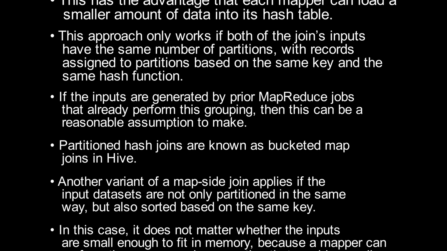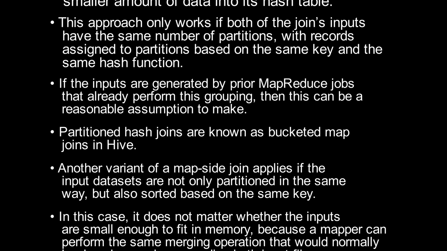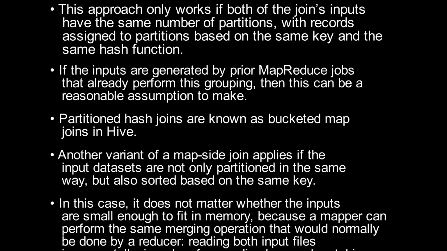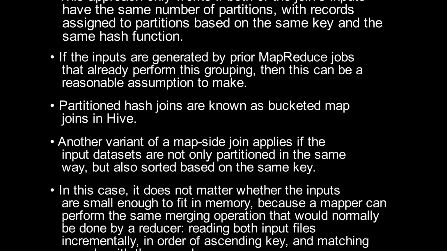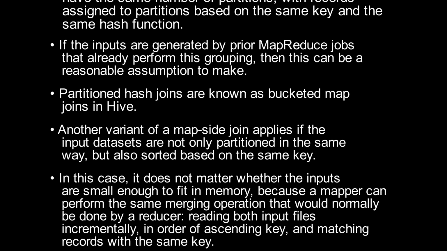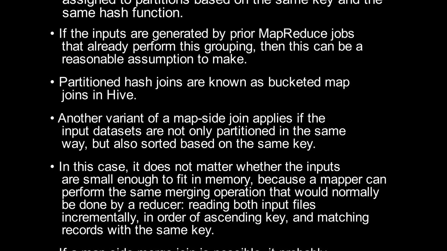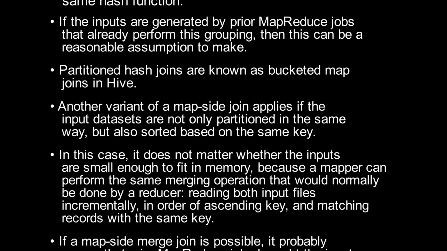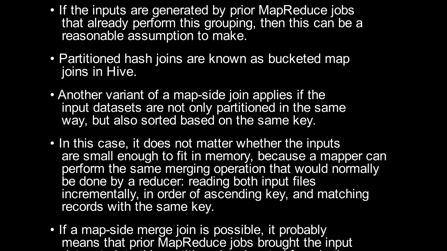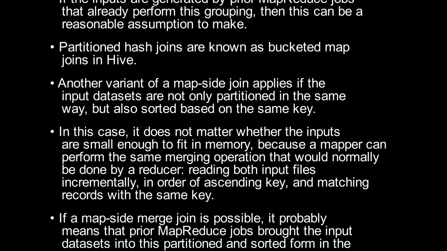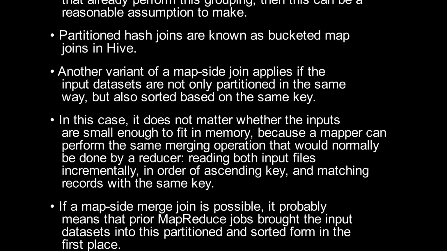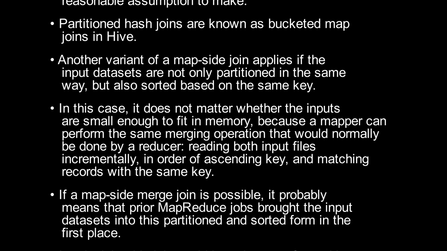Another variant of a map-side join applies if the input datasets are not only partitioned in the same way, but also sorted based on the same key. In this case, it does not matter whether the inputs are small enough to fit in memory, because a mapper can perform the same merging operation that would normally be done by a reducer, reading both input files incrementally in order of ascending key, and matching records with the same key.